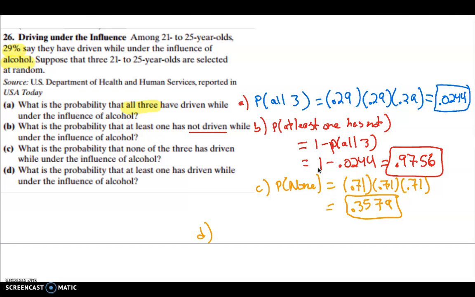Okay, part D, what is the probability that at least 1 has driven while under the influence? So probability at least 1 drove under the influence. This would be 1 minus the probability that none drove while under the influence, which is 1 minus that 0.3579. Again, we're just using that complement rule, which is 0.6421.